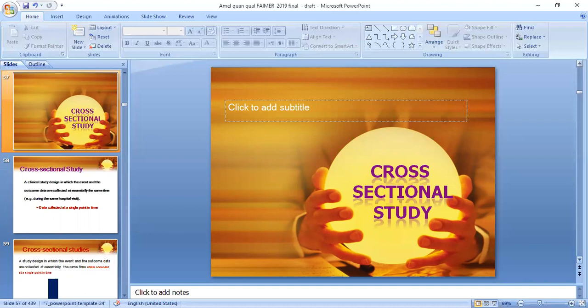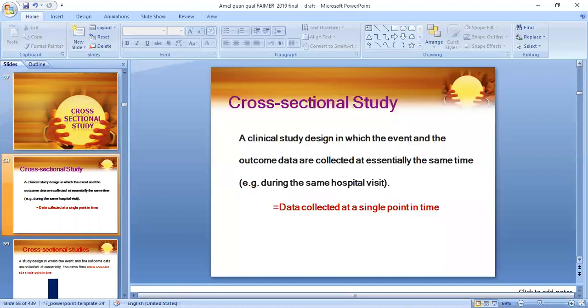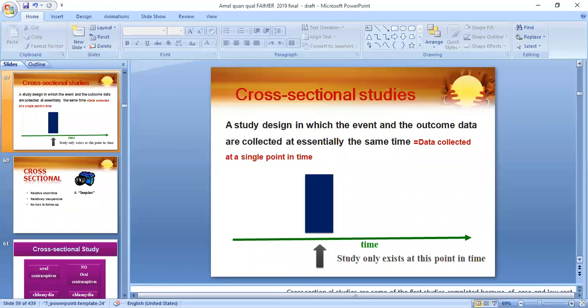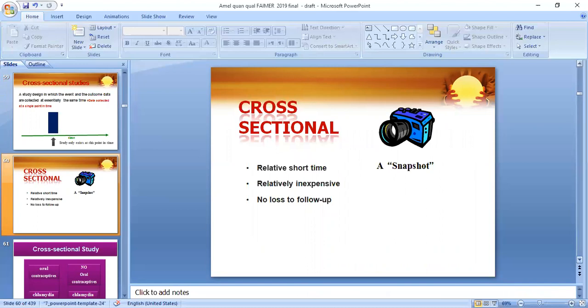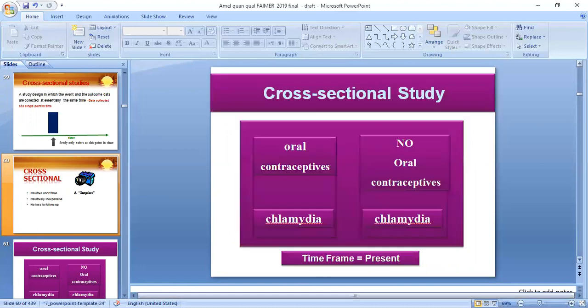We have also from the observational study the cross-sectional study, which is a clinical study design in which the event and the outcome data are collected at essentially the same time. It is called data collected at a single point of time, like this photo, data collected only one time. Cross-sectional study is a relatively short time. It is relatively inexpensive, and it needs no follow-up for the patient.